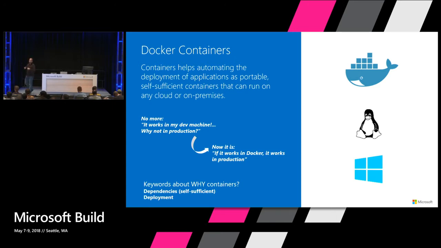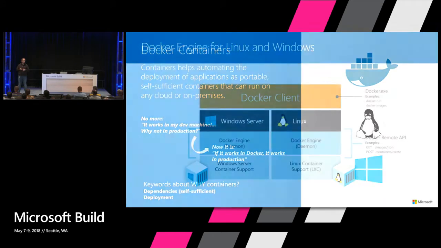With Docker, you solve that, because when you have an image that you deploy as a container, it comes with all the dependencies. So if it runs in Docker, it should run in production, at least anything related to the dependencies, okay? So the keywords are dependencies, it's self-sufficient, you have everything in that image, and then you get a lot of benefits in regards to deployments. So it's great for dev, test, and also for deploying to production.